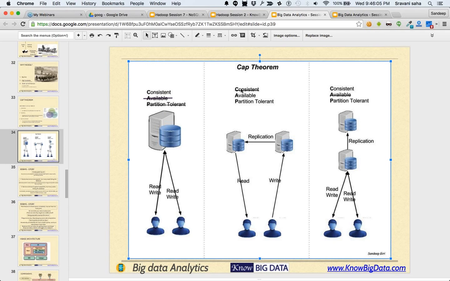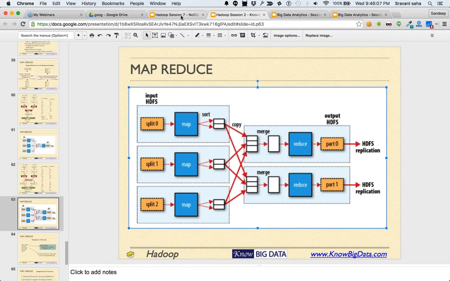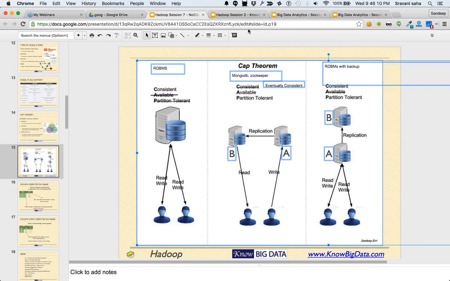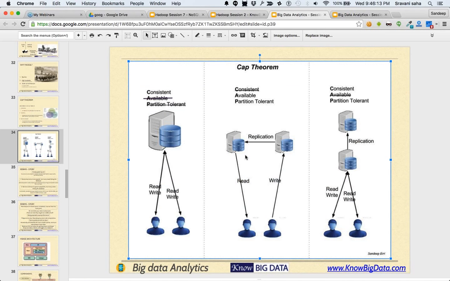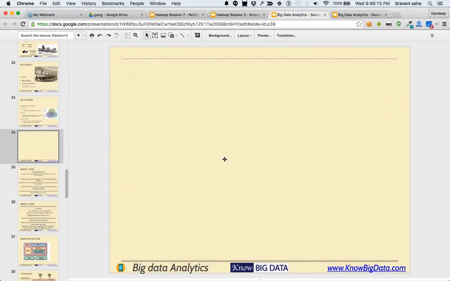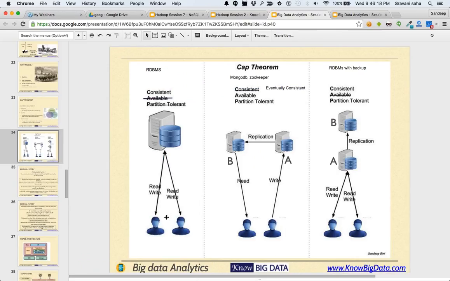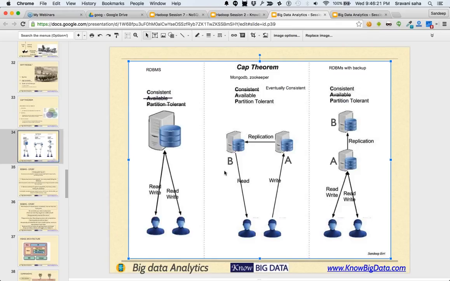Second is another architecture where you have A and B. All the readers are reading from B while all the writers are writing to A. And when one of the users is updating or deleting a record, that information is transferred over the network to B, and B updates itself.